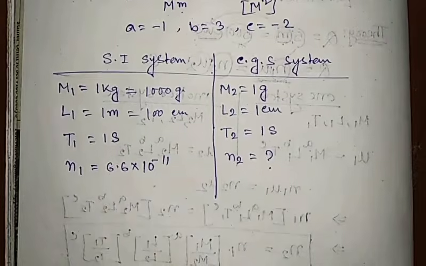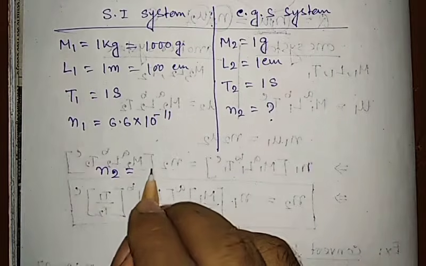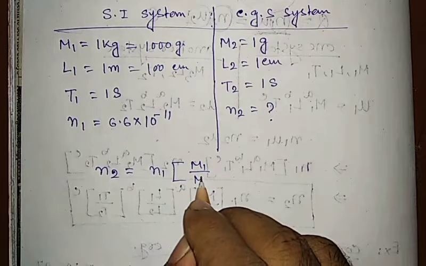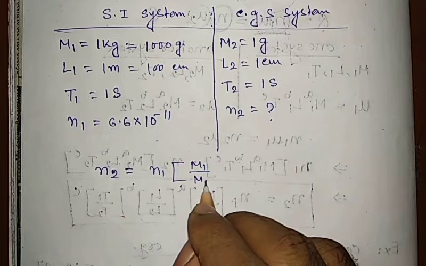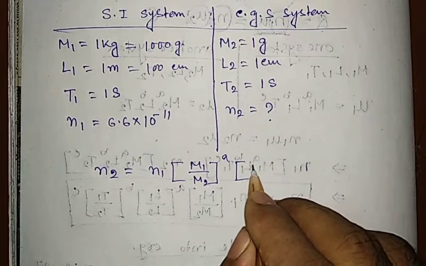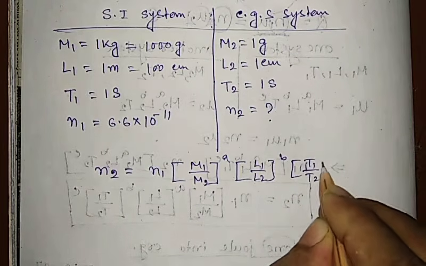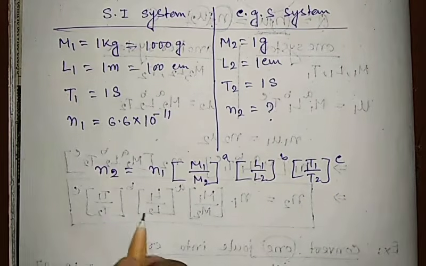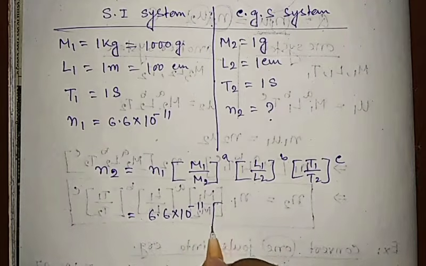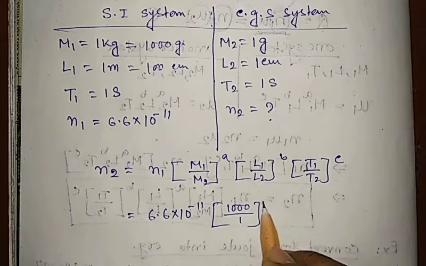Okay, now our formula is N2 is equal to N1 (M1 by M2) whole to the power A, (L1 by L2) whole to the power B, and (T1 by T2) whole to the power C. Okay, so it is equal to 6.6 into 10 to the power minus 11, (M1 means 1000 by M2 means 1) to the power A, which means minus 1.